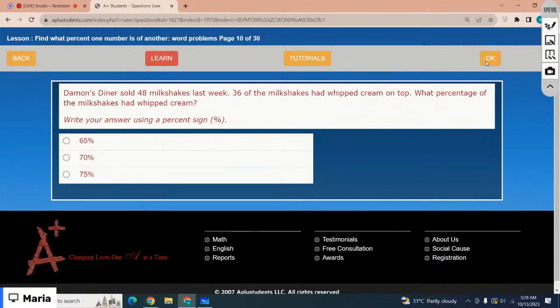Damon's Diner sold 48 milkshakes last week. 36 of the milkshakes had whipped cream on top. What percentage of the milkshakes had whipped cream? Which is the correct option?